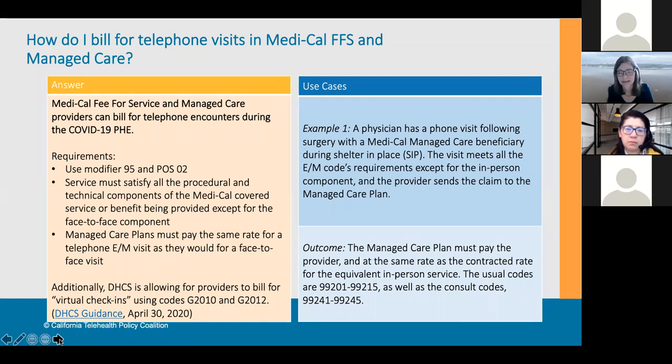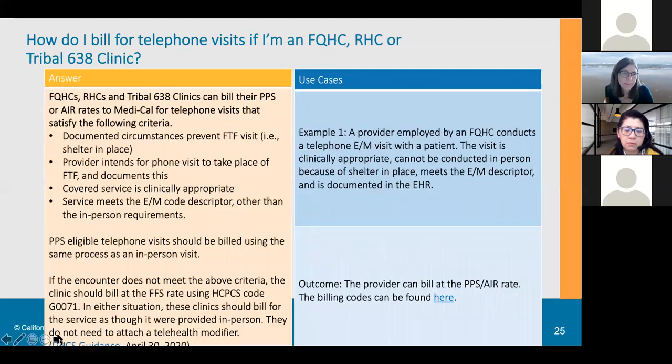And please understand that the consult codes we refer to in the use case, and the outcome, are consult codes that are still allowed by Medi-Cal that really are not payable by CMS anymore, and to a certain extent, many commercial payers. Next slide.